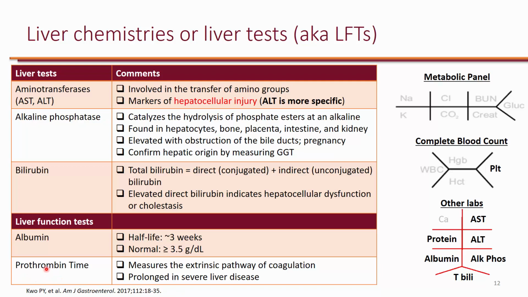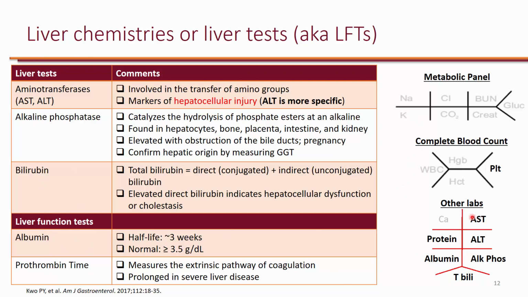And of course, prothrombin time, and so also you can use INR. INR is the International Normalized Ratio, which is the standardized version of PT, or prothrombin time. So if PT or INR are elevated, that also tells you that the liver function has worsened.